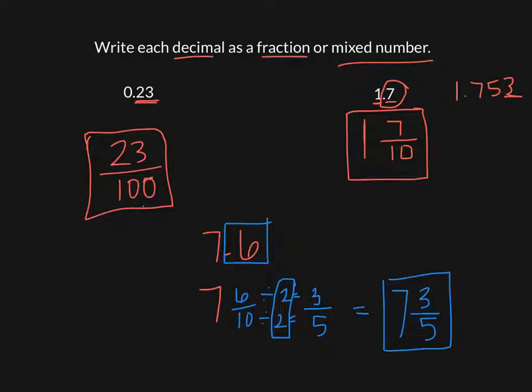Okay, I saw that 2 goes into both 6 and 10, so I'm going to divide them both by 2 and get my simplified answer. And sometimes you might have to do it again. You might have to divide by 3 or divide by 5, but we're just making sure that we do it to both the numerator and the denominator.